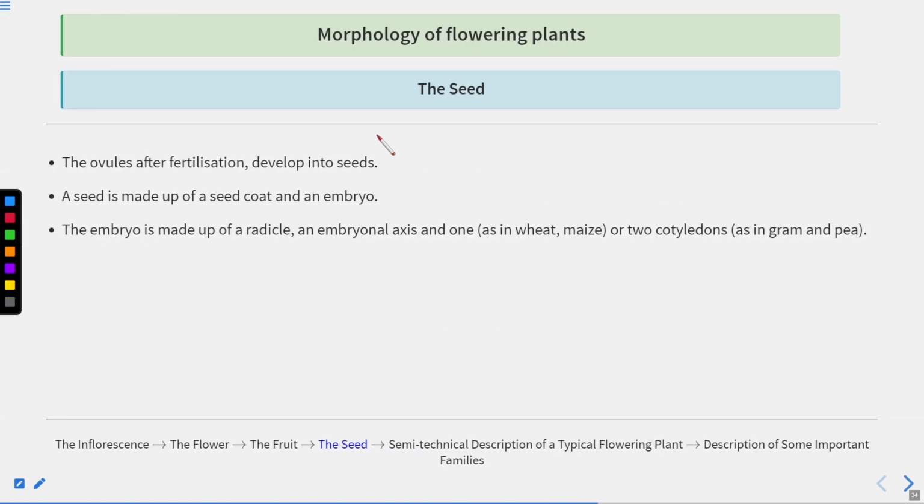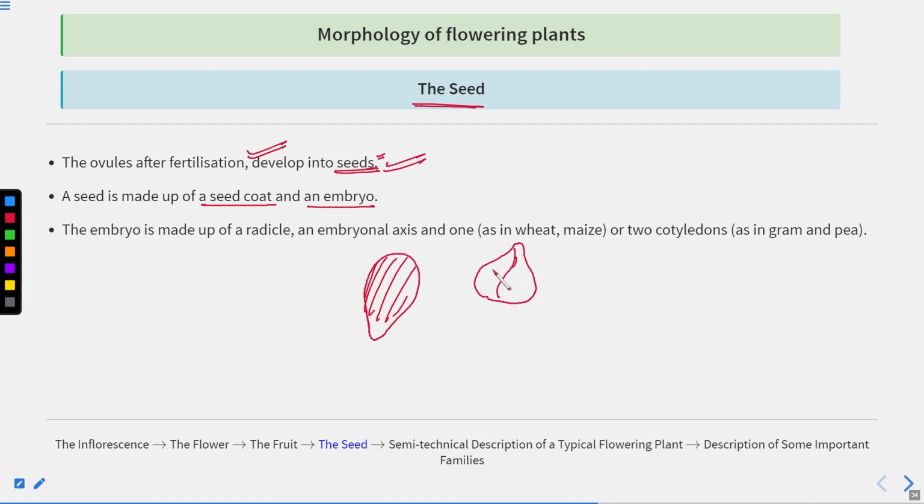The ovules after fertilization develop into seed. Now, how are the seeds formed here? There is a formation of seed after the fertilization. Now, the seed is made up of seed coat and an embryo. If you see any seed, say the gram seed, it has a brown colored coat over it. That is called the seed coat.